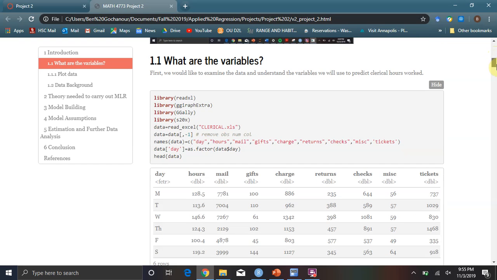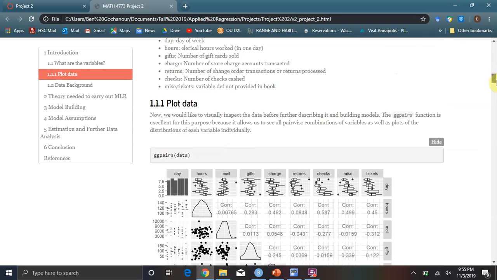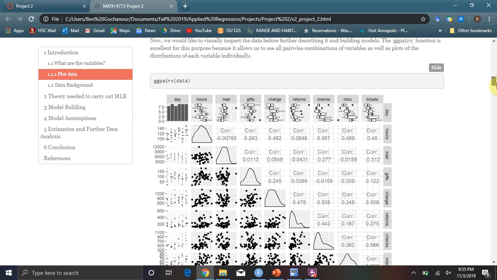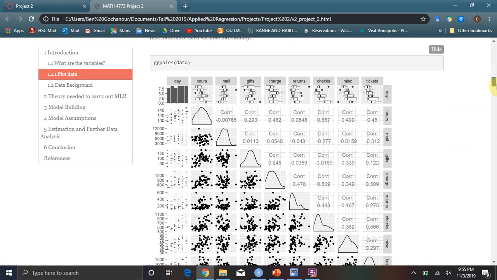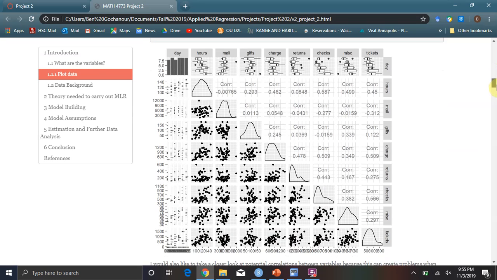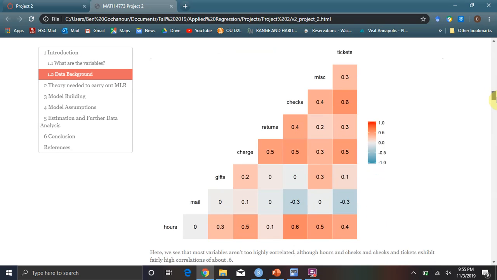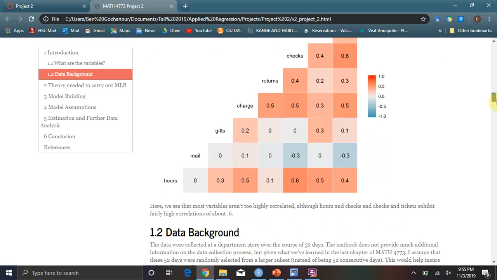Here you can see a listing of the data set as well as a summary of the data set, an initial GG pairs plot of the data that allows us to see both the scatter plots of all the pairwise combinations of variables, as well as the individual distributions, the univariate distributions. Below, I also plot a correlation heat map, which is just another way for us to visualize the correlation so we can check on potential multicollinearity before building models, which we will discuss in the theory section.